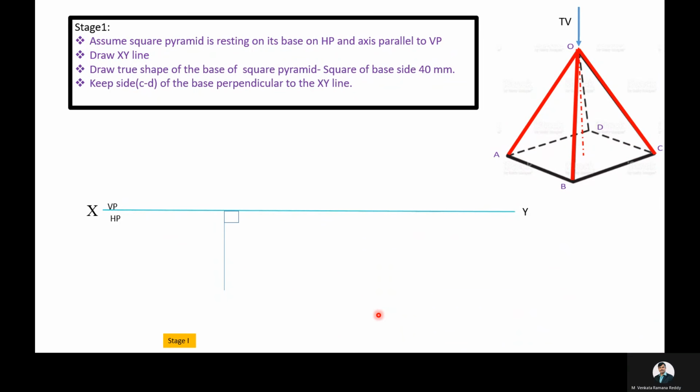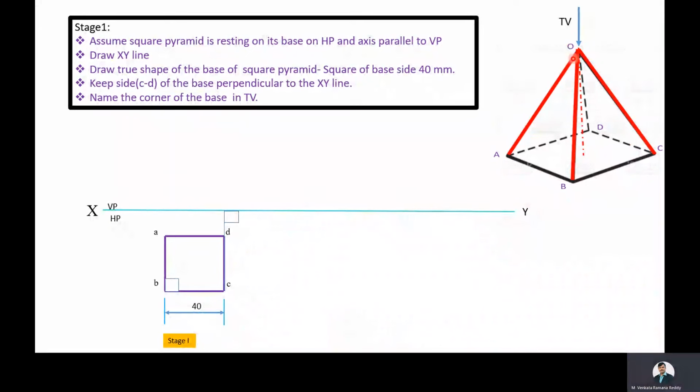So draw a line perpendicular to the XY line. Then place CD side on this perpendicular line. Complete the construction of the square, and the angle between two adjacent sides in a square is 90 degrees. Name the corners of the square, say A, B, C, D. Here, the side length of the square is 40 mm.